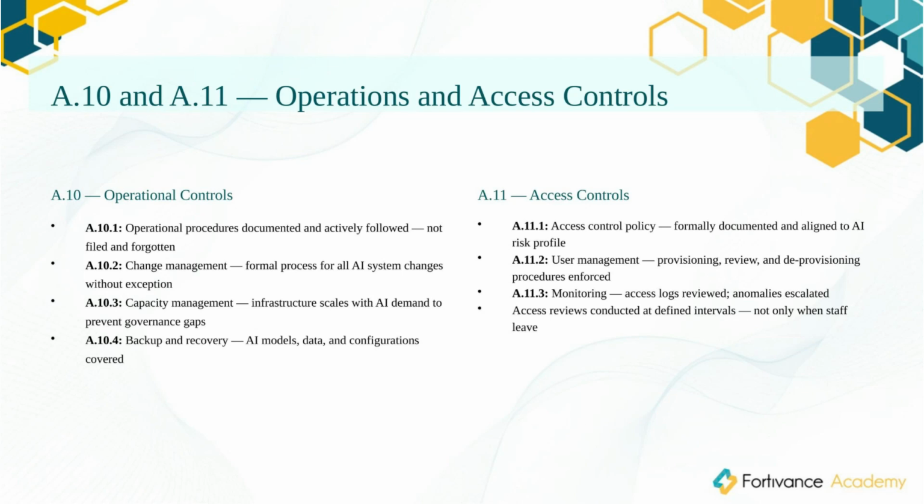A.11 covers 3 access control requirements. A.11.1 requires an access control policy specific to AI systems. A.11.2 requires user access management: provisioning, review, and revocation processes. A.11.3 requires system access monitoring, detecting and investigating anomalous access to AI systems. The evidence across A.11 includes your access control policy, the user access review records, the access log monitoring configuration, and the alert and investigation records from anomaly detection.